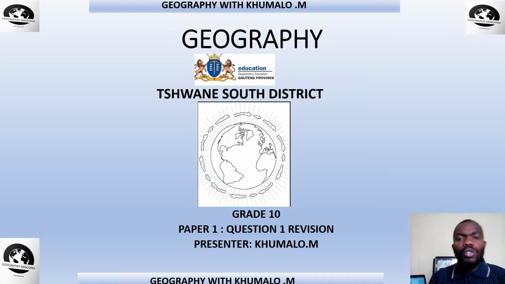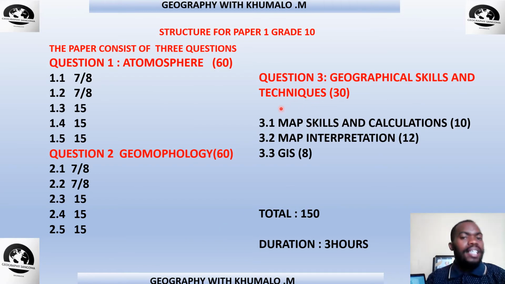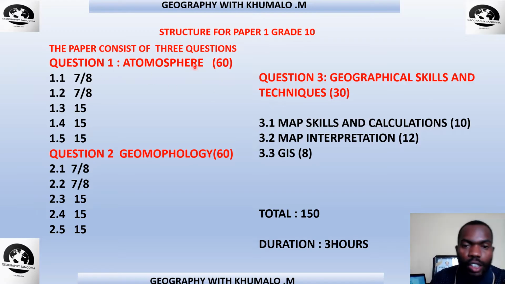Now, we are going to take a look at question 1 and how our question paper is structured. What I want you to be aware of for the paper of Tuesday is the structure of paper 1. In grade 10, it consists of 3 questions: question 1, atmosphere, out of 60 marks; question 2 out of 60 marks, which is geomorphology; and question 3 out of 30 marks, which is geographical skills and techniques.